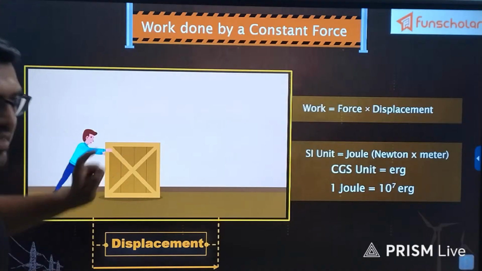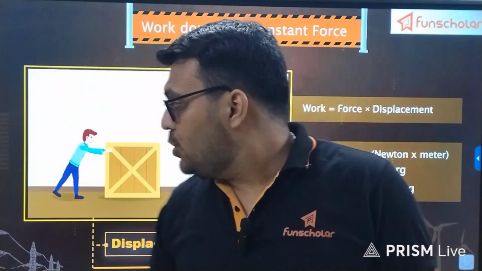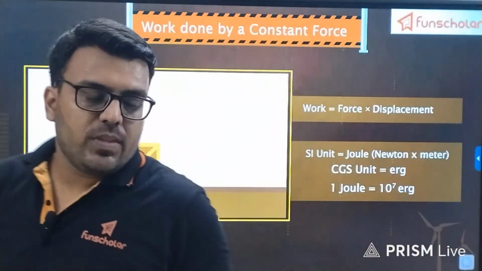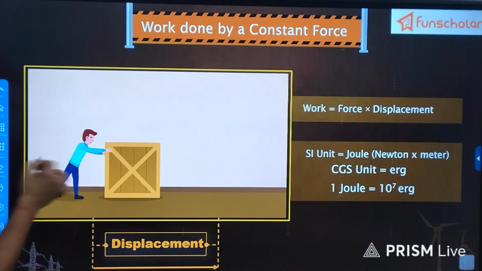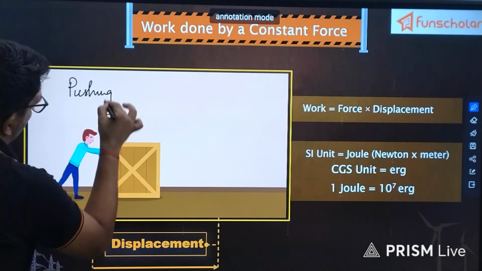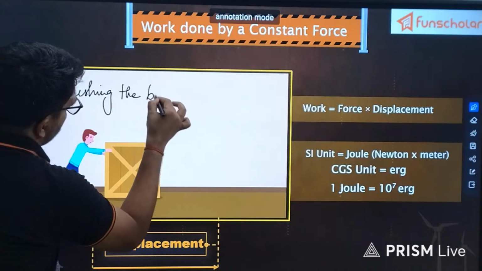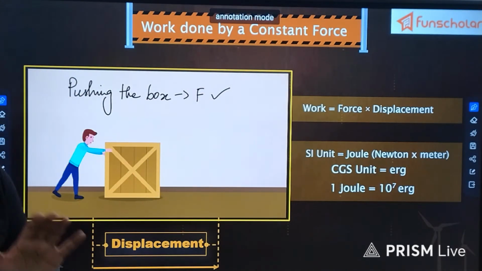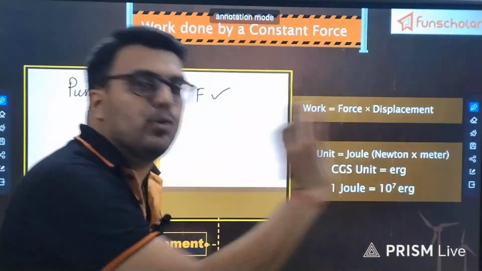So suppose there is this box, and this box is being pushed by this person. Now pushing or pulling is called force. So when the person is pushing the box, we can definitely say a force is being applied because the box is getting pushed.